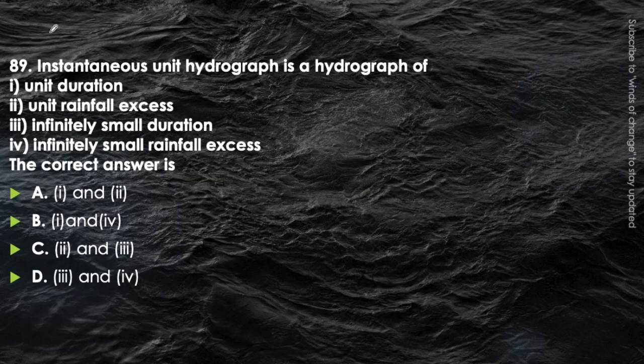Next question. Instantaneous unit hydrograph is a hydrograph of unit duration, unit rainfall axis, infinitely small duration or infinitely small rainfall axis. Correct statement is first and second, first and fourth, second and third, or third and fourth.